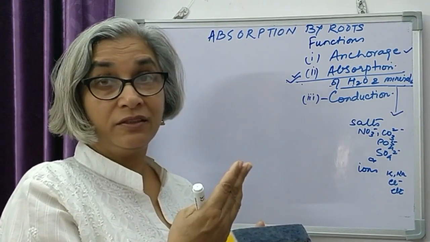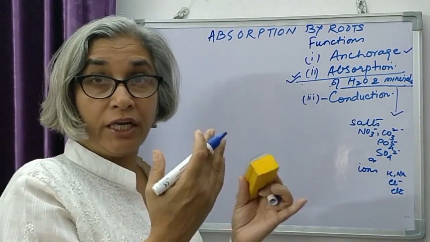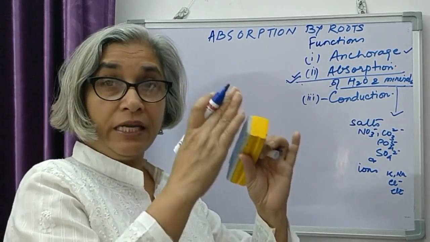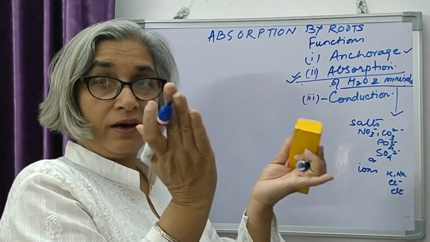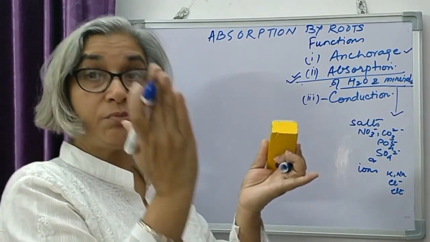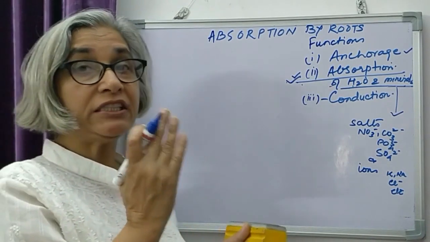Third function is, you all must have seen that during the morning time or evening time, the leaves of the plant, the flowers are erect. They are erect. This is because each cell of the plant body is turgid.